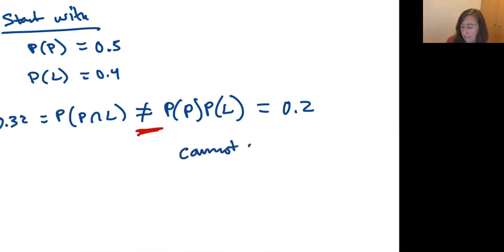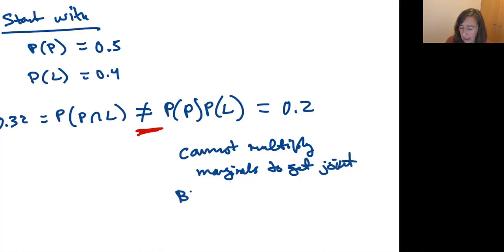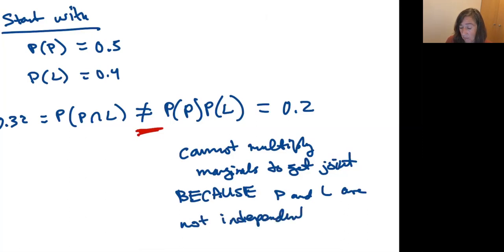You cannot multiply marginals to get joint, because P and L are not independent. Okay, great. So this ability to work with conditional and joint probabilities lets you do a lot of applied probability modeling. So you're ready to go for it.